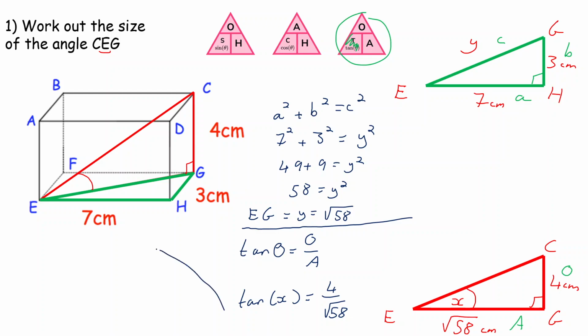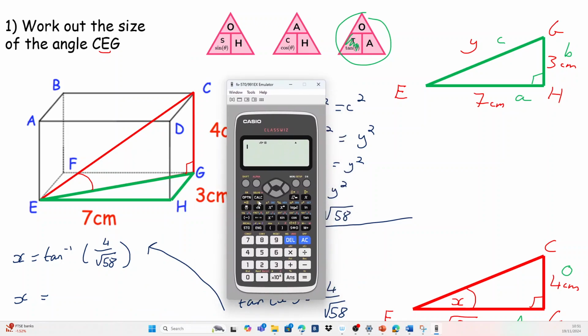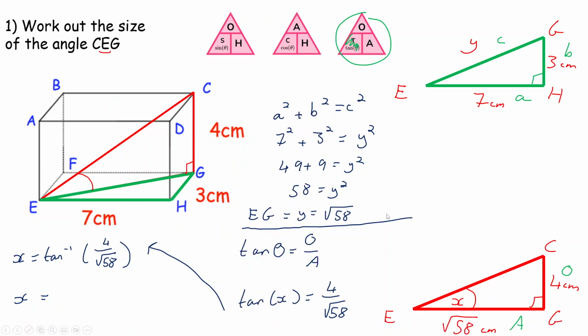I'm going to have to go over here for some more room. Again, I've got to find the missing angle X, so I've got to take the tan inverse of 4 over root 58, and then put this into my calculator, and let's see what I get. So let's do that over here. Let's refresh this and say I've got shift tan, fraction 4 over the square root of 58, and then let's enter that, and I get 27.7 to 1 dp, so 27.7 degrees, which is this angle CEG.